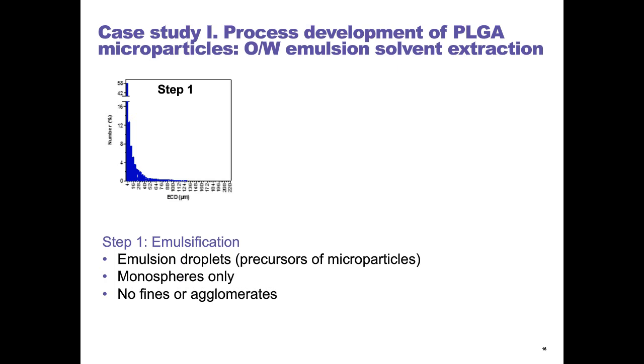The first sample was taken at step 1, the emulsification step. At this stage, the emulsion droplets are formed, which are the precursors of microparticles. Interestingly, only one particle population was present, namely monospheres, and no fines or agglomerates could be detected. An explanation for the absence of agglomerates may be that if one emulsion droplet encounters another droplet, they will easily merge to form a larger droplet.